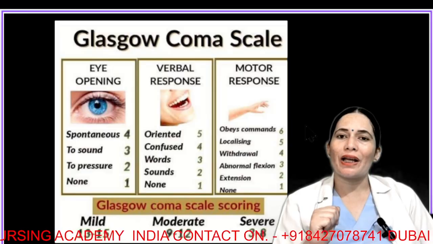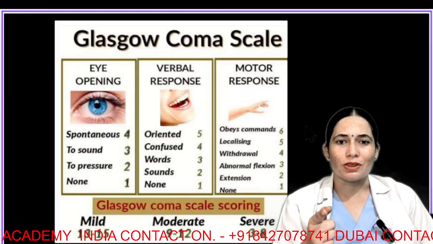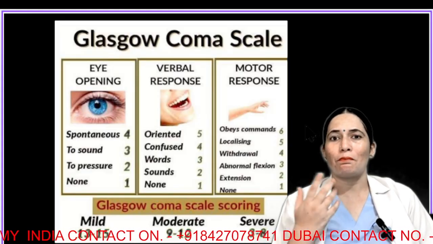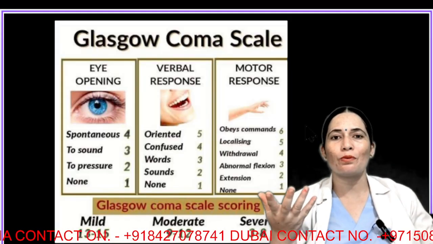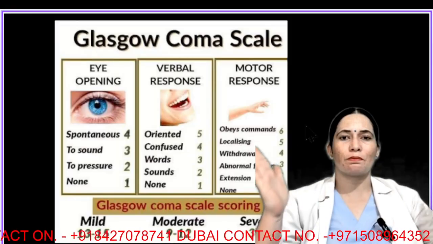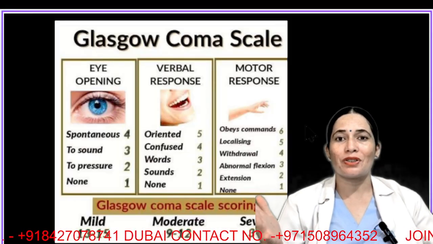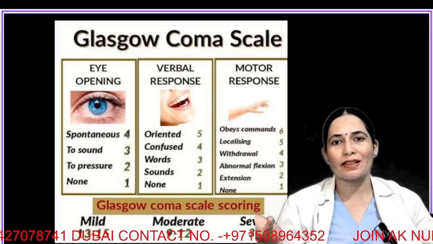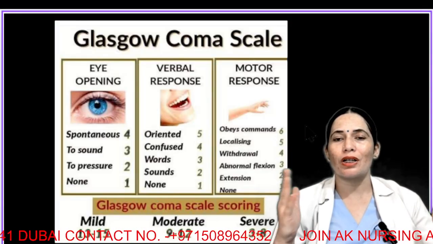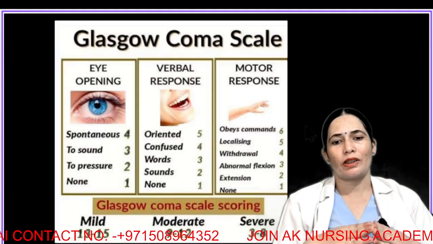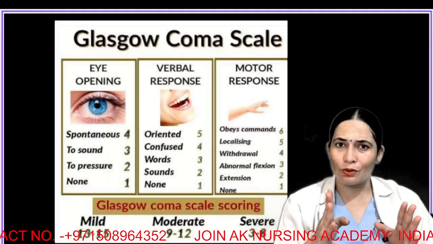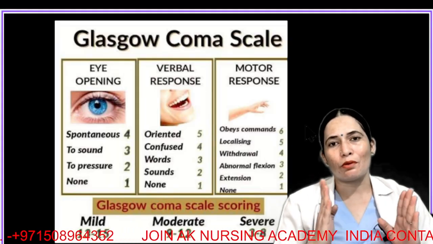Okay. Now next comes the motor response. What is the motor response? It is the patient's extremities, how these extremities respond. The patient's hands, the patient's legs, how they respond to the stimulus. So here are 6 scores. 6 points come under the motor response.